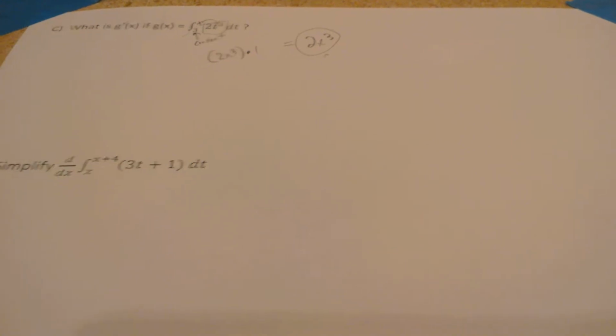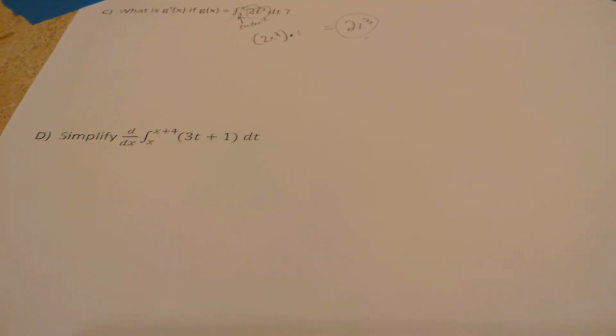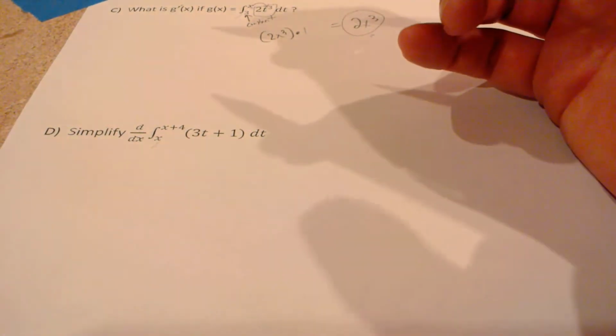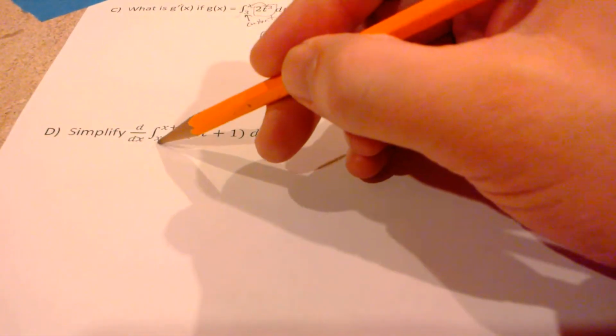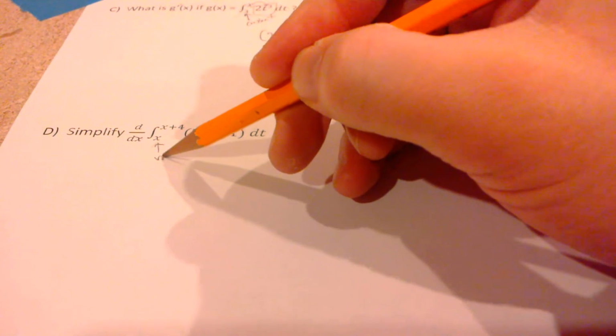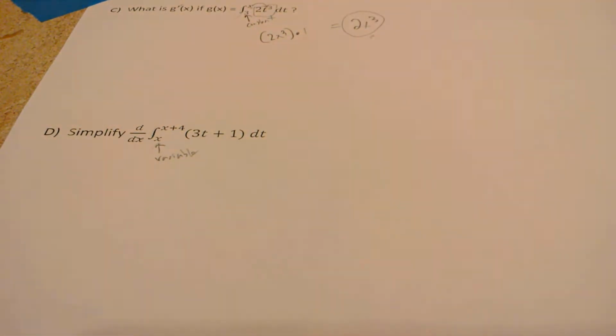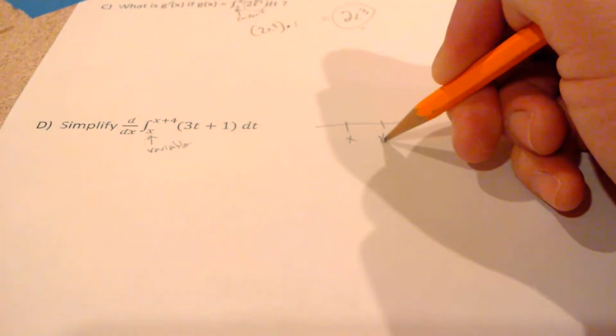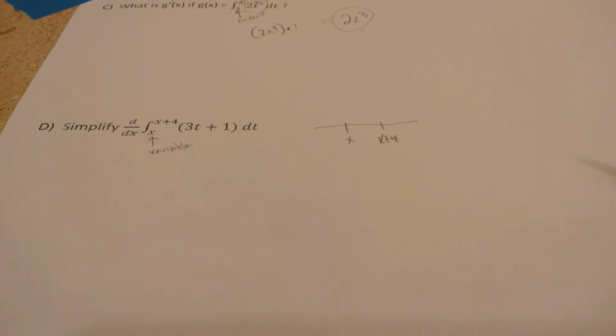Another example, piggybacking off of that, find the derivative of an antiderivative. Now in this case, we have a variable as our lower limit. But that can be dealt with still. We just got to be a little clever about it. If you think about a number line, if x is here, x plus 4 would by definition have to be to the right of it 4 units.